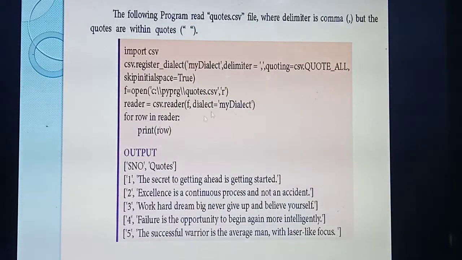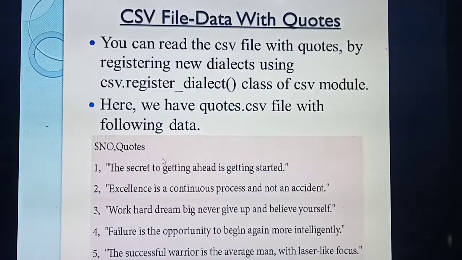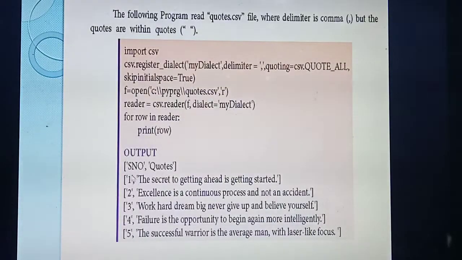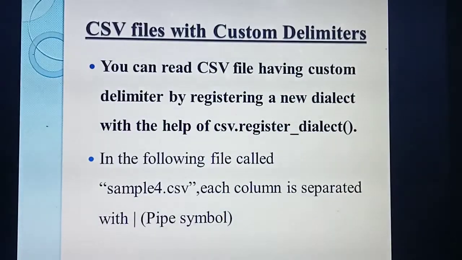Understood? See the output. Here they have given the sentences with 1, comma, and each sentence is in double quotes. But here see, after 1 and comma, the double quotes are removed. Only the single quotes remain, since all the things were given in single quotes. Here the double quotes are removed. Understood? Okay.